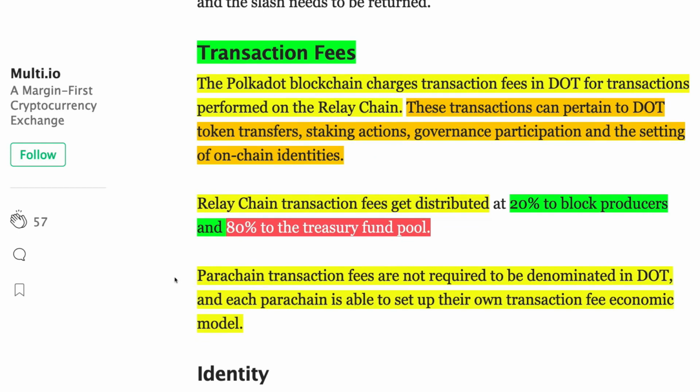Now, parachain transaction fees are not required to be denominated in DOT, and each parachain is able to set up their own transaction fee economic model. So again, this is unlike Ethereum, where if you want to send ERC20 tokens, you have to use Ethereum. Whereas here, they will be able to use their own transaction fee economic model, and they're not required to be denominated in DOT. However, of course, they do have to pay transaction fees to the relay chain in DOT.